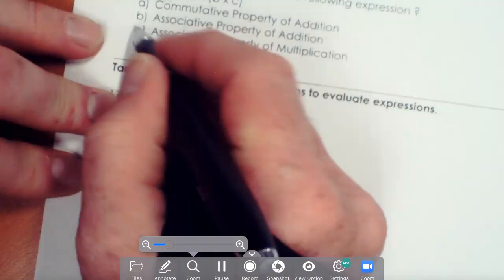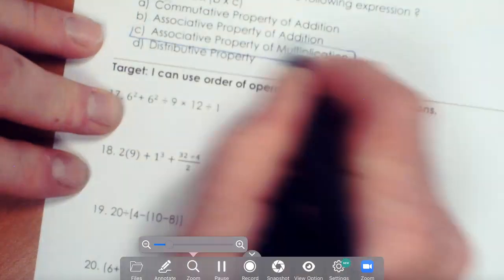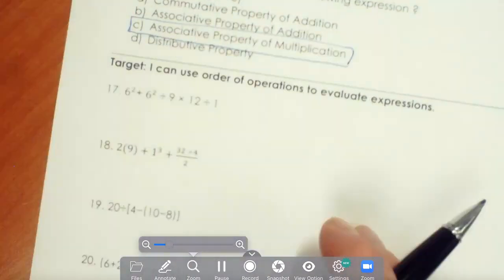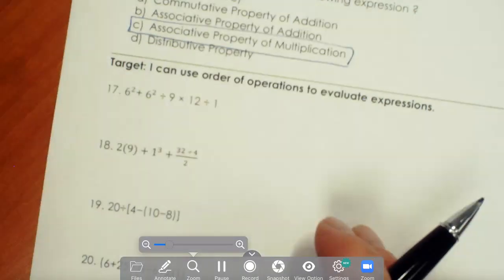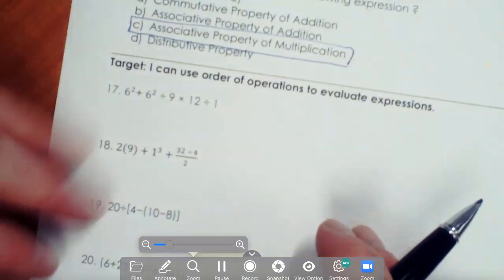And let's see, a times b times c, a times b times c. Okay, all they're doing is moving the brackets here. So this is the associative property of multiplication here. Same thing. All right, we have some order of operation problems, and I am just going to switch to my other sheet to take you through those.